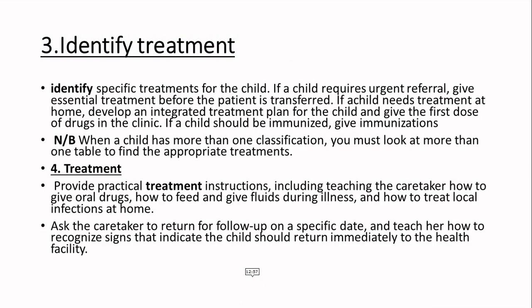3. Identify treatment. Identify specific treatments for the child. If a child requires urgent referral, give essential treatment before the patient is transferred. If a child needs treatment at home, develop an integrated treatment plan for the child and give the first dose of drugs in the clinic. If a child should be immunized, give immunizations.